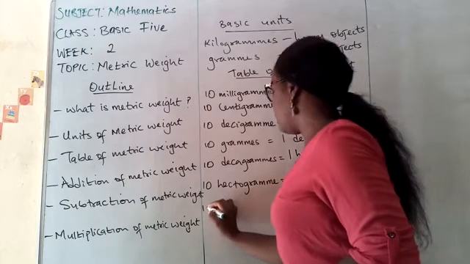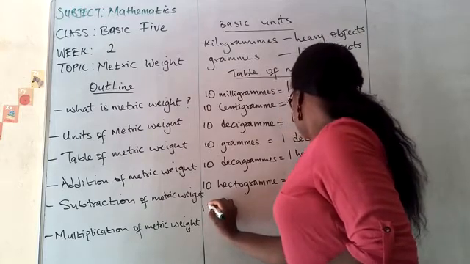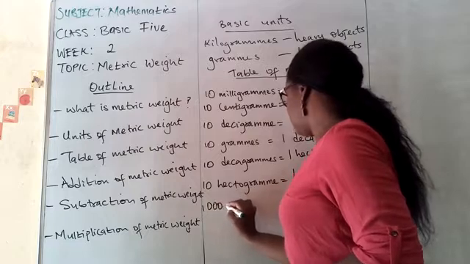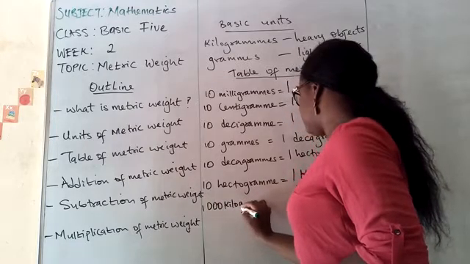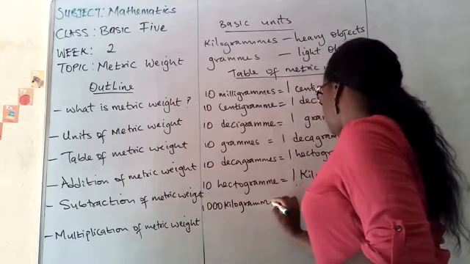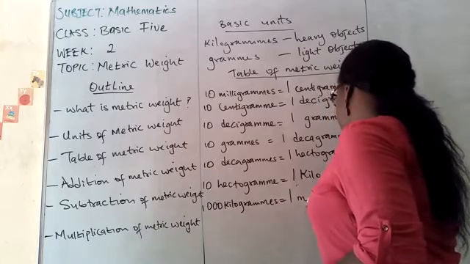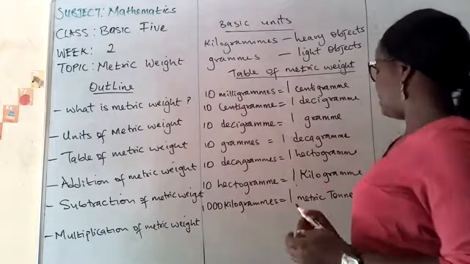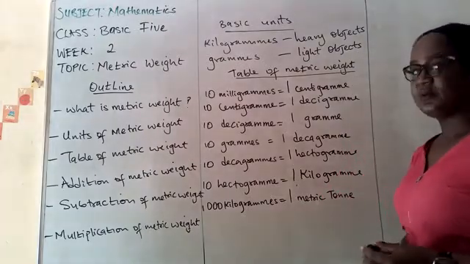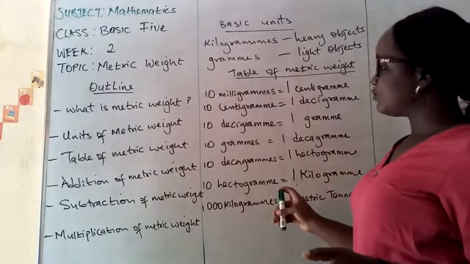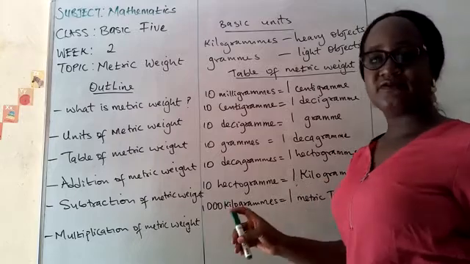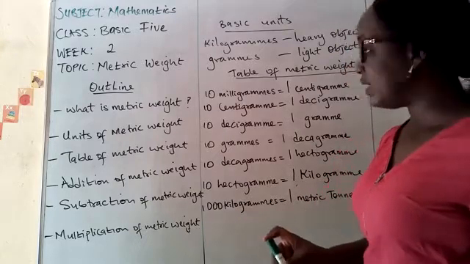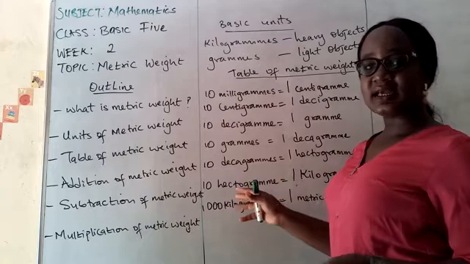Now, 1,000 kilograms is equivalent to 1 metric ton. So, at a glance, this is what we call the table of metric weight. We are going to take them one after the other.